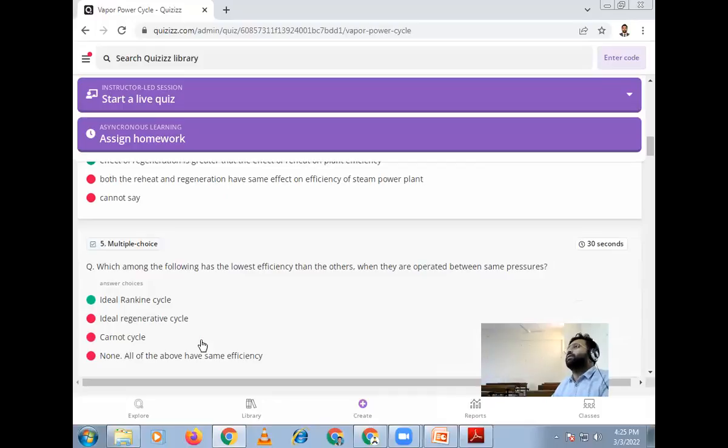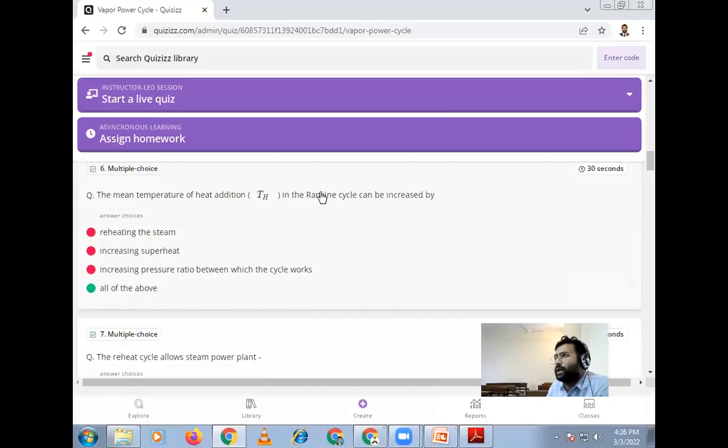Which among the following has the lowest efficiency than the others when they are operated in the same pressures? Ideal Rankine, ideal regenerative, Carnot cycle, or all have the same efficiency. See, first of all, Carnot will have highest efficiency. Then, if you are using ideal regenerative reheat cycle, in that case, efficiency will be more. So, what is the basic Rankine cycle? Ideal Rankine cycle will have lowest efficiency.